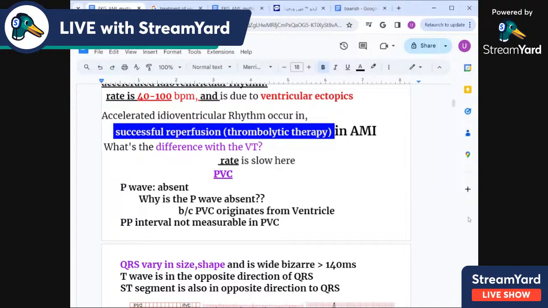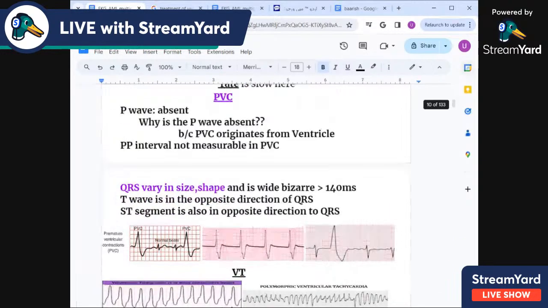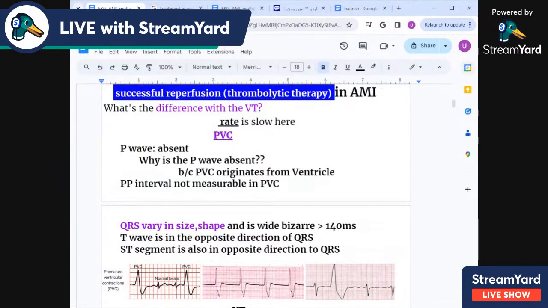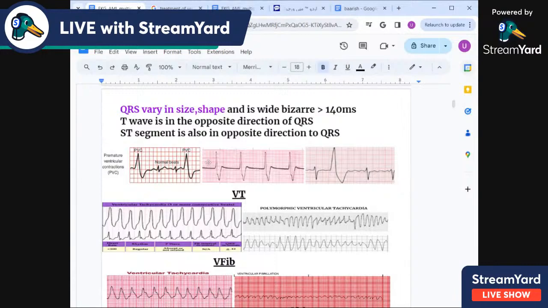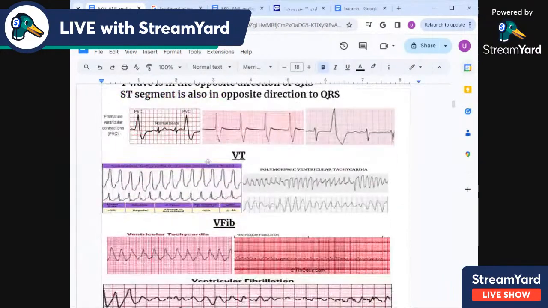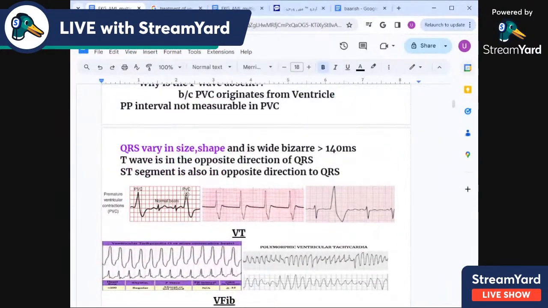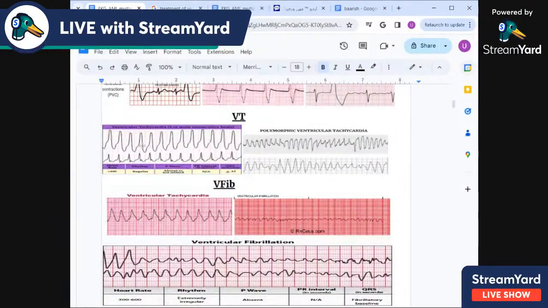Hang on a second. Then we have premature ventricular contraction, absent P wave, fourth cause. And why is the P wave absent? Because premature ventricular contraction arises from the ventricle, right? So it's a premature ventricular contraction where P is absent and QRS is contracted, maybe wide, and the T is opposite the QRS. S is also opposite the QRS. Then the next cause of absent P wave is ventricular tachycardia.